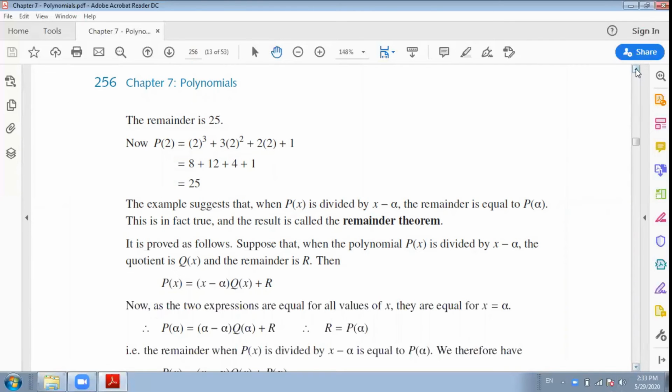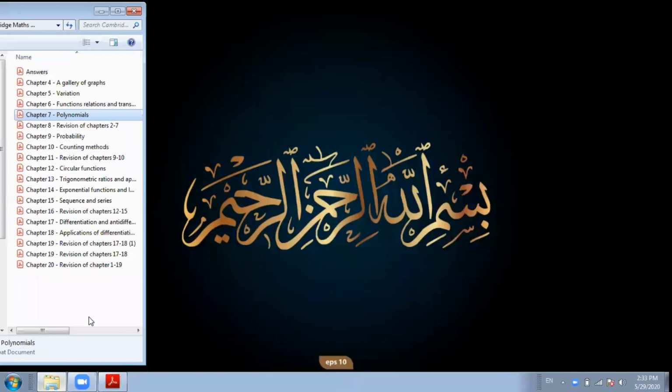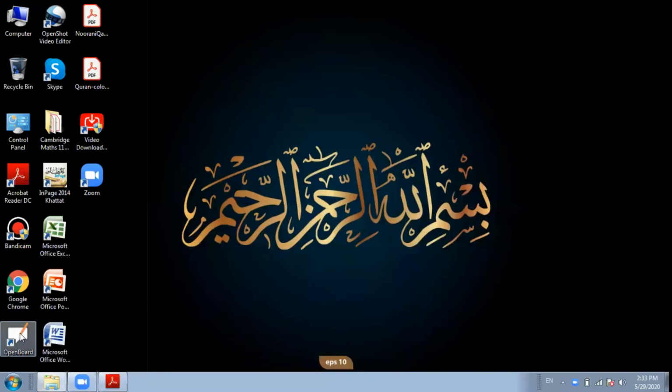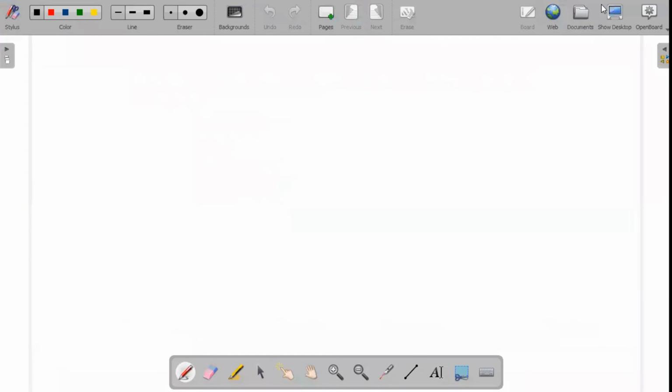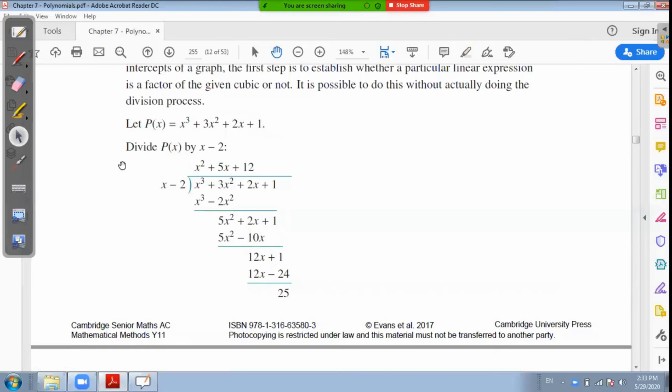Now we have to take the factor like this one. Our factor is x minus 2, and we have to divide this polynomial by x minus 2. Let me use the whiteboard. If we write x minus 2, this is our divisor. If we take x minus 2 equal to 0, so that our remainder should be 0, then it means x has the value x equal to positive 2.